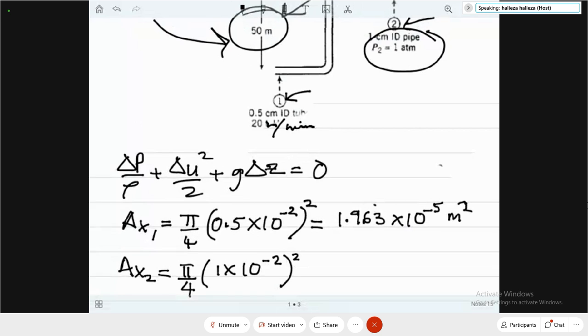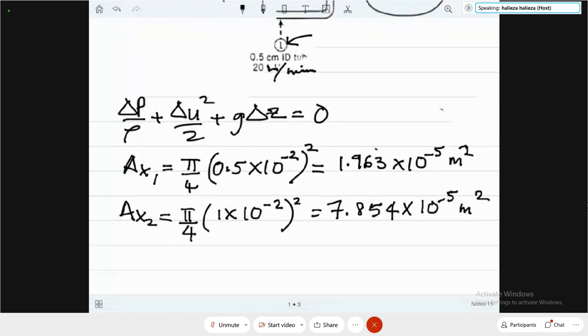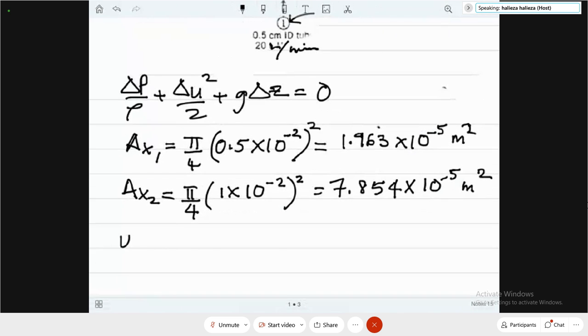Now, 1 times 10 to the power of negative 2, square it, times pi divided by 4. I managed to get 7.854 times 10 to the power of negative 5 meter square. Okay, that is your cross-sectional area. Now, the velocity at point 1 is equal to the volumetric flow rate divided by the cross-sectional area at point 1.